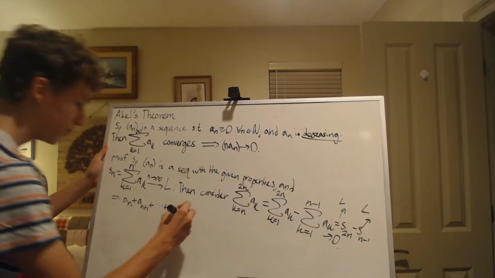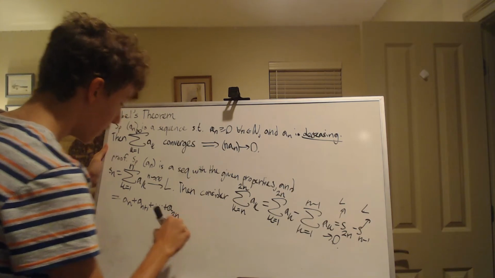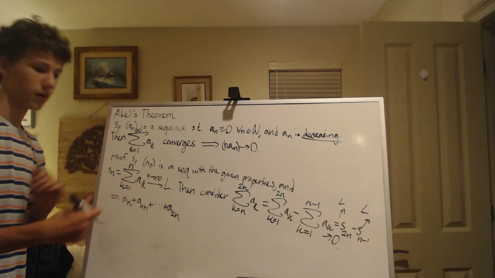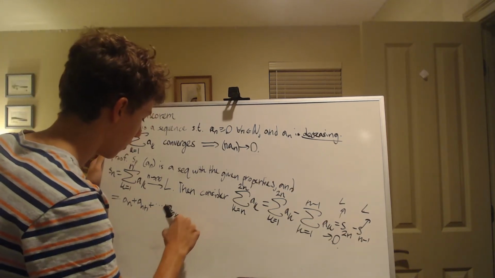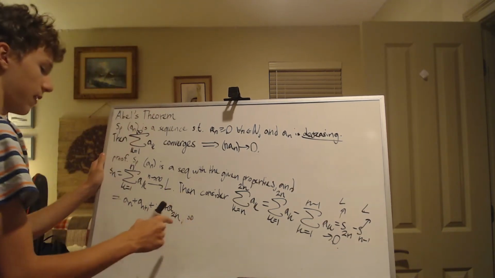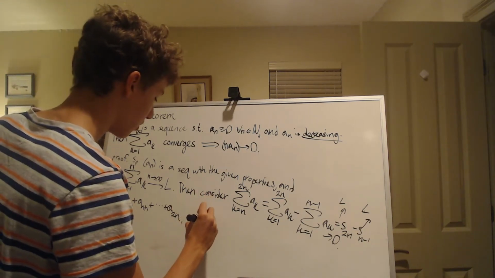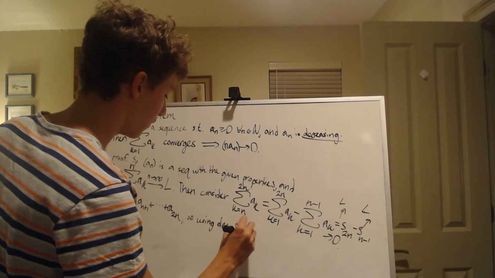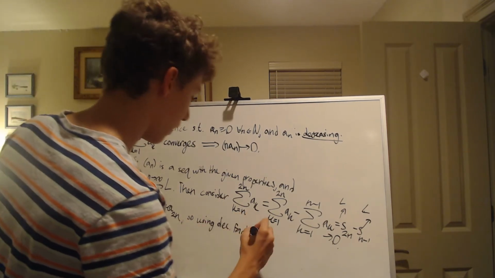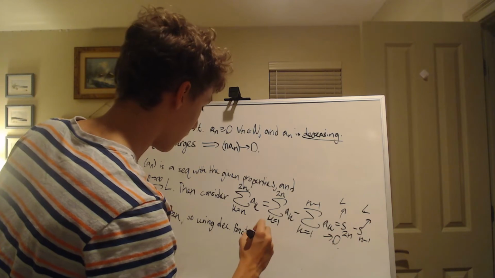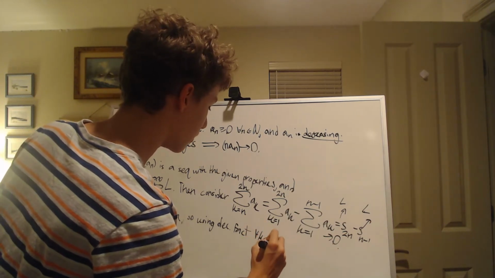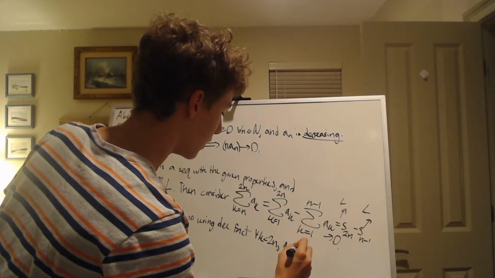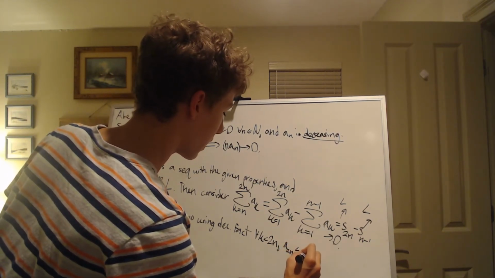we note that this 2n term is going to be less than or equal to everything here. To write that, using the decreasing fact, for all k less than 2n, a sub 2n is less than or equal to a sub k.